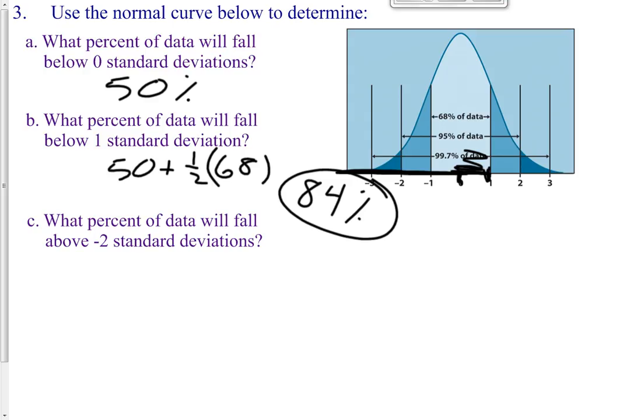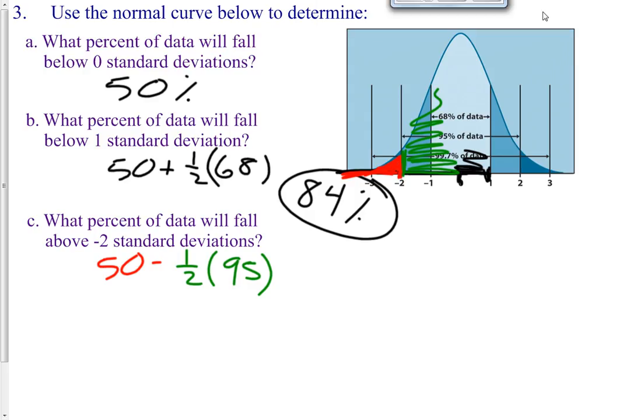What percent fall below a negative 2 standard deviations? So here's a negative 2. I want to find this range. It's going to be significantly less than 50%. It's 50% of the data minus half of 95. Up to negative 2 is half of 95. So 50 minus half of 95. That would be... sorry about that, everybody. I made a very big mistake.